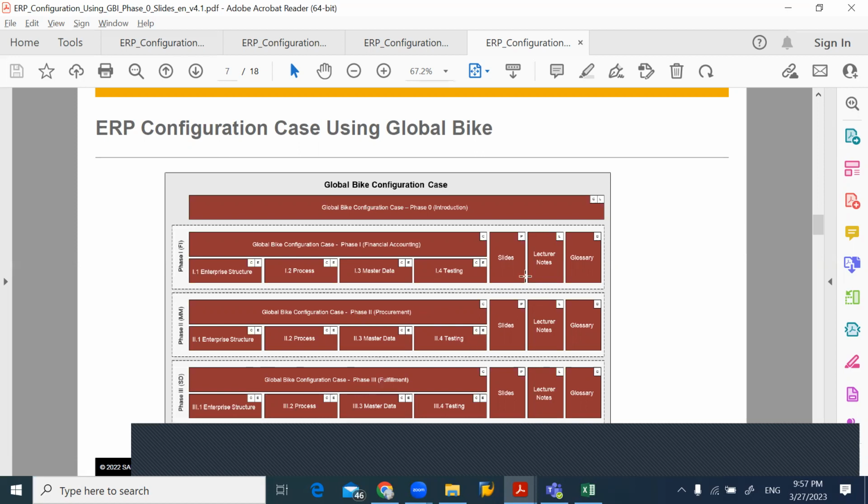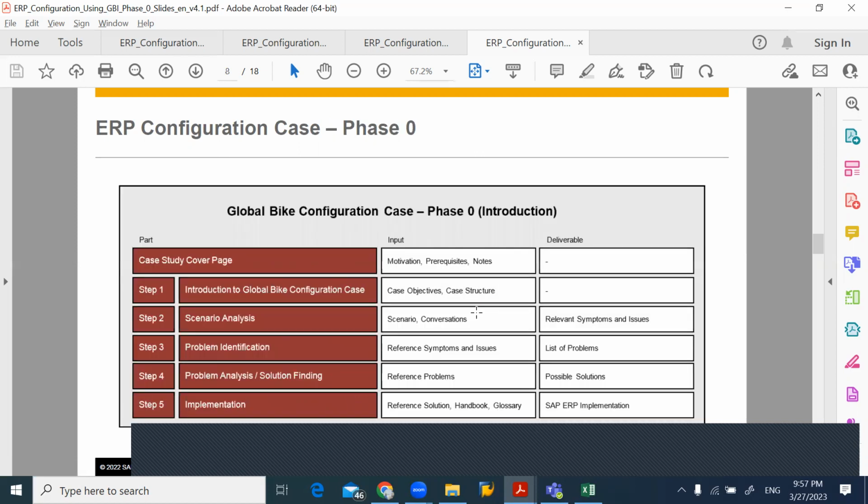We will be having slides where I'm going to deliver the lectures, and some lecture notes are available as well.